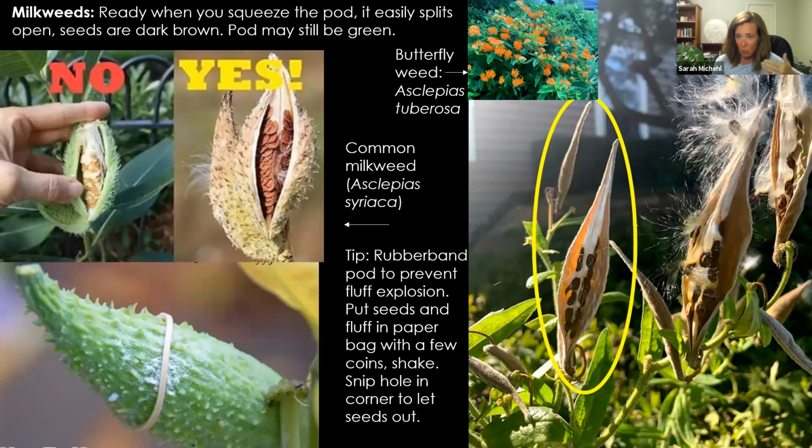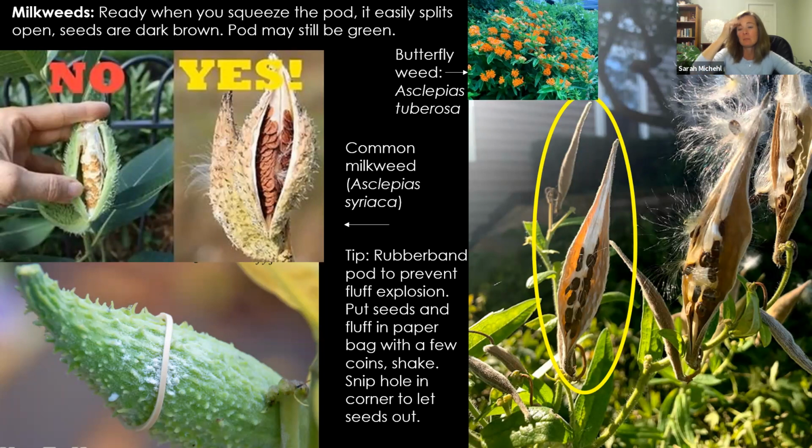Watch them, Gary. So watch those seed pods. When they start to be slightly brown, and when you squeeze on them and they pop open real easy, and the seeds are dark brown, that's when you can collect them.